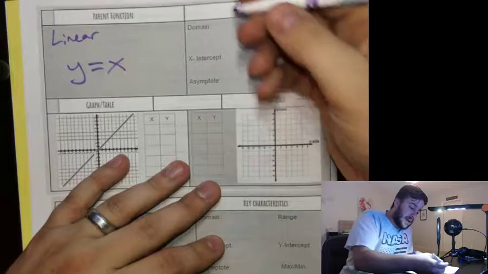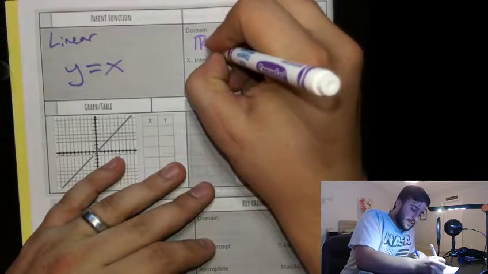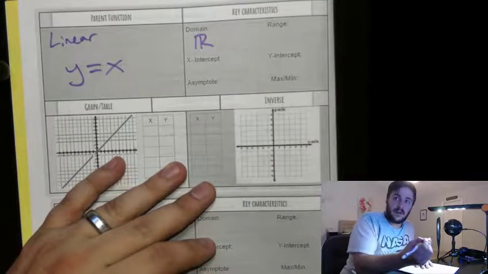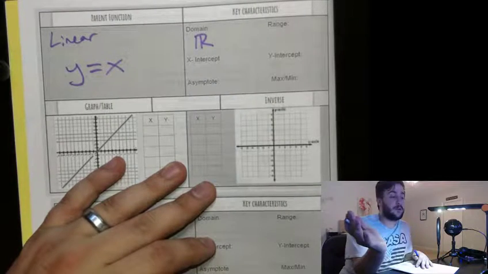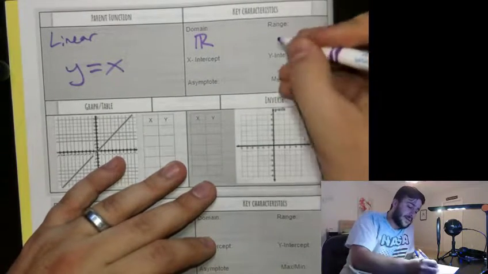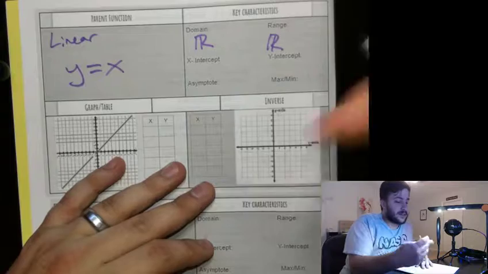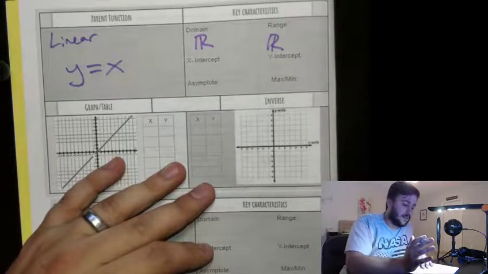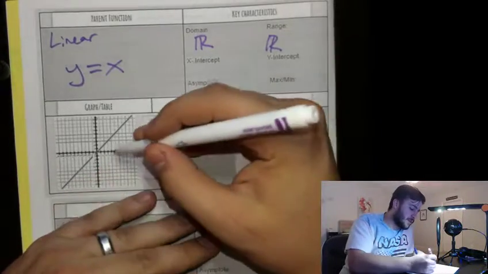Okay, domain of the parent function is all real numbers. Big R. We use big R for that one. Okay, it can be any value it wants. It can be anything at all. Okay, same with the range. There's no restrictions. It could be anything. We could see whatever we would want, for this particular parent function.